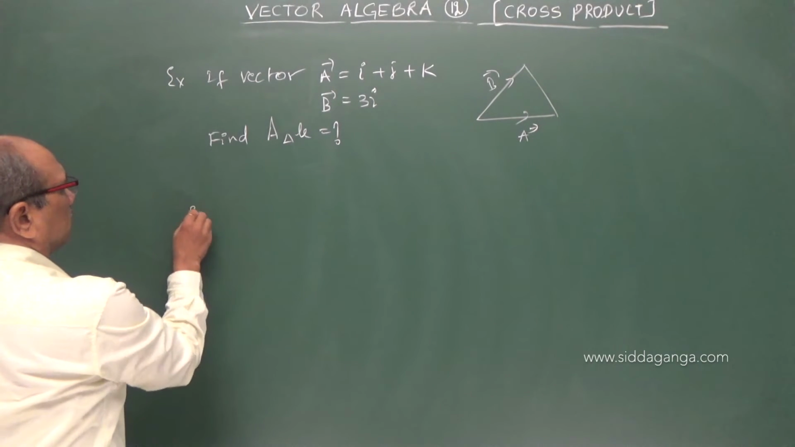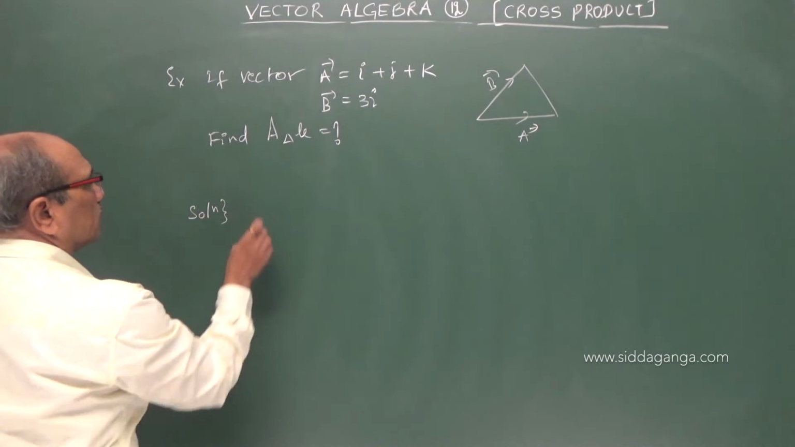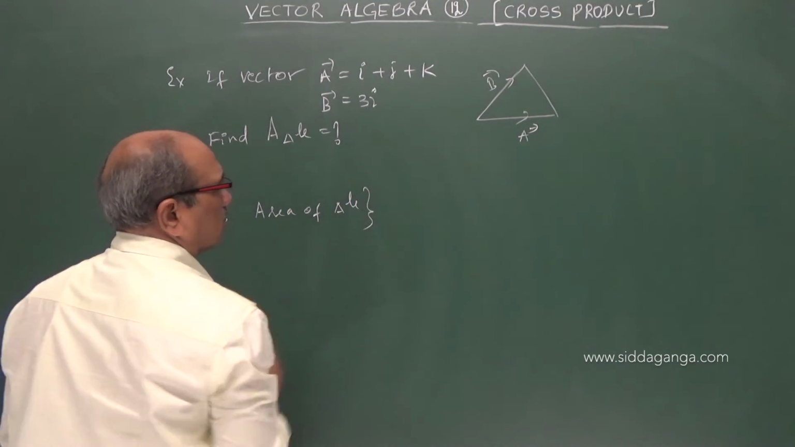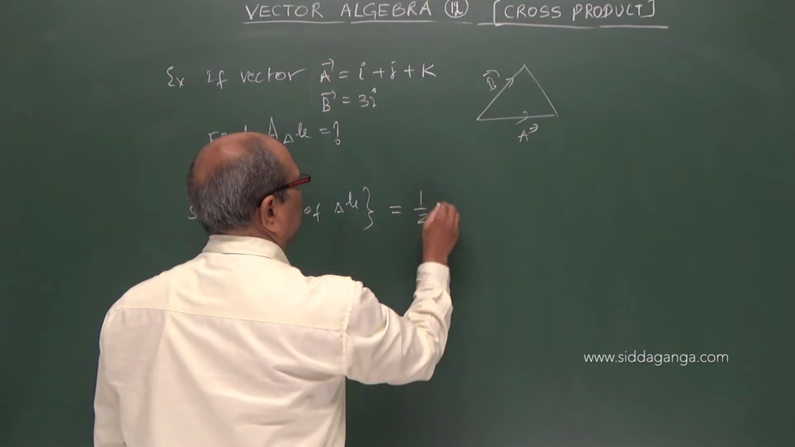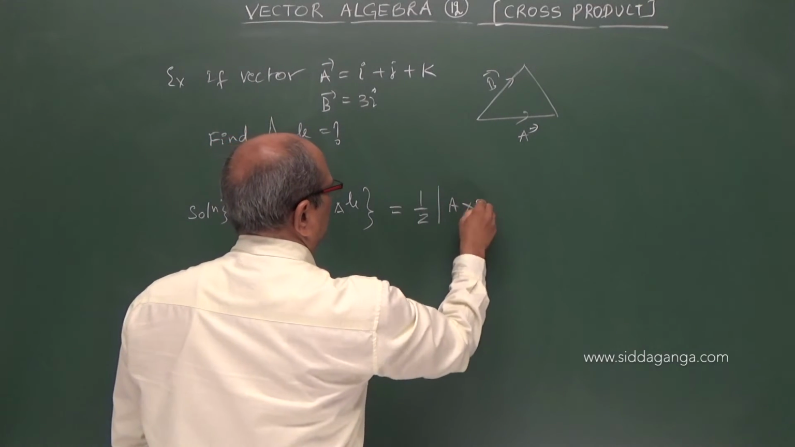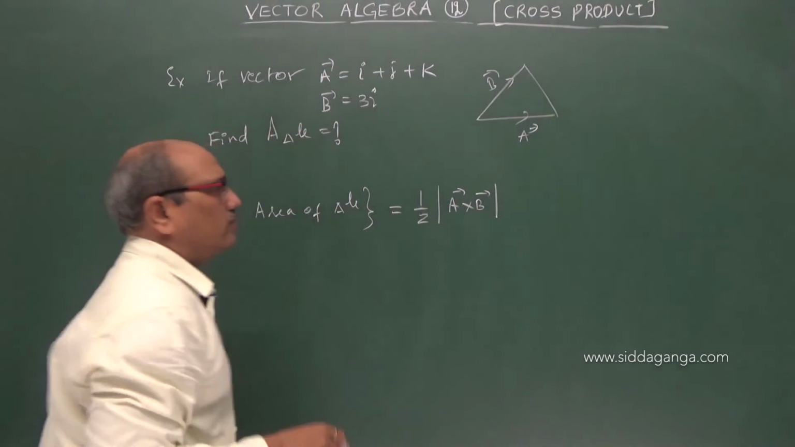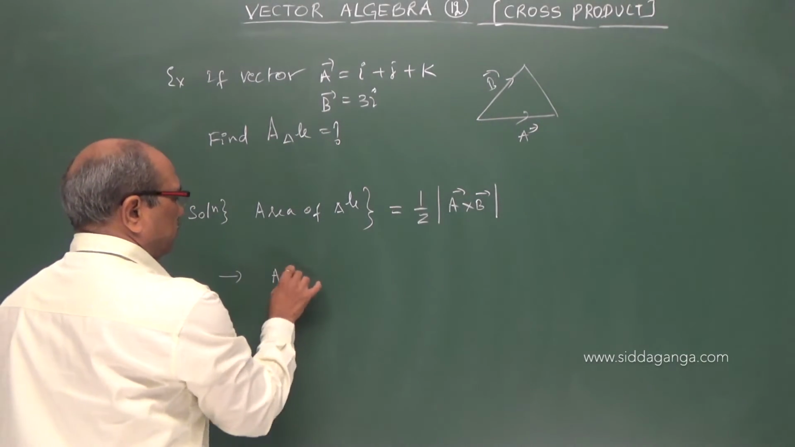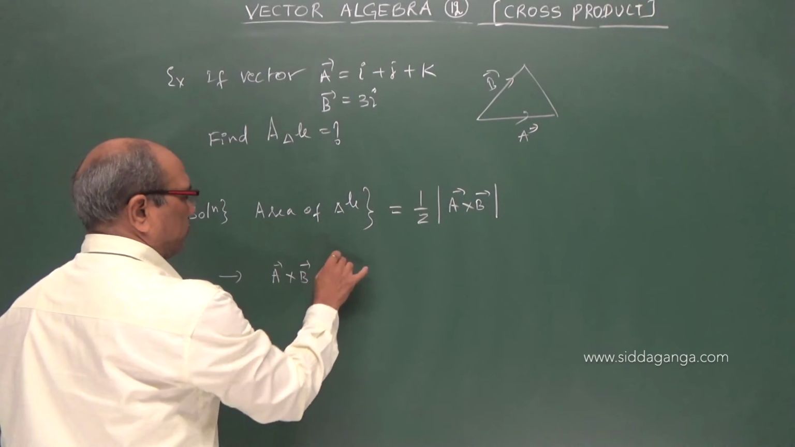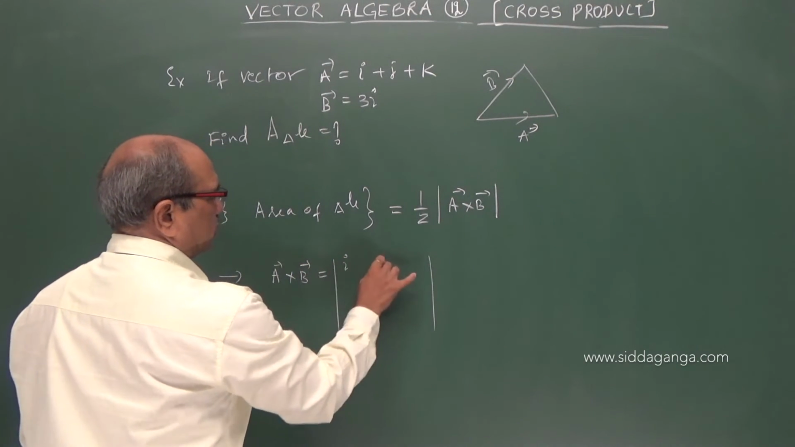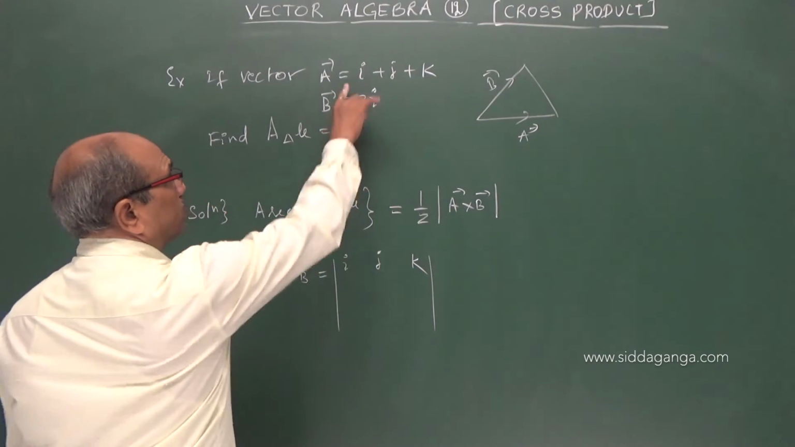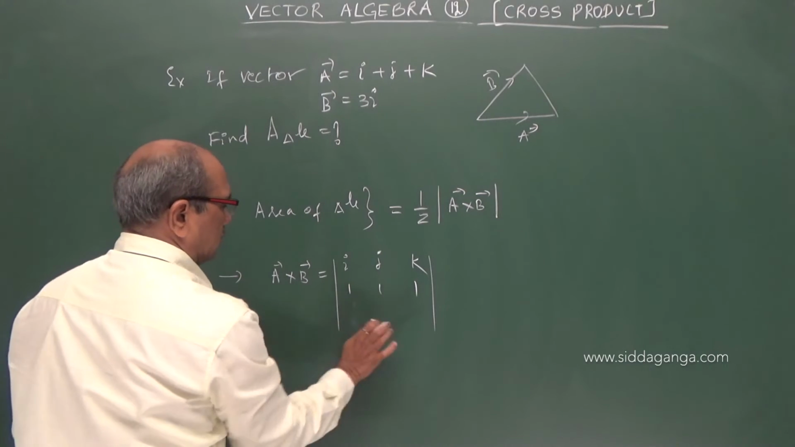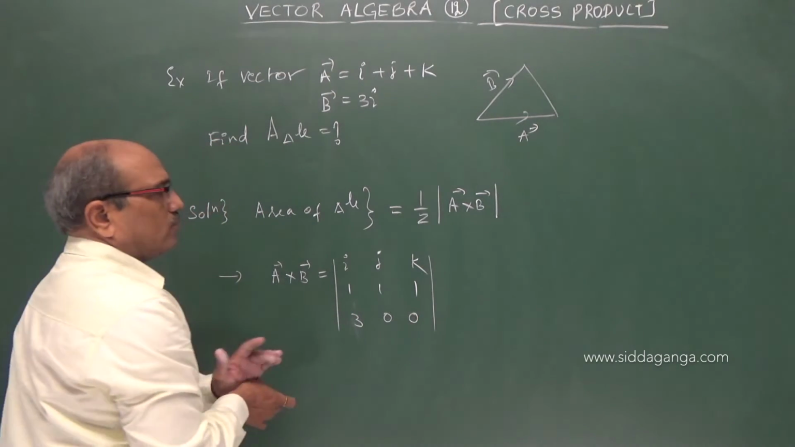You know already, I showed you, area of triangle equals half into A cross B. First you find out A cross B, then we can find the magnitude. Use determinants, it is the simpler rule for this. First vector 1, 1, 1. Second vector is 3, the other two are 0.